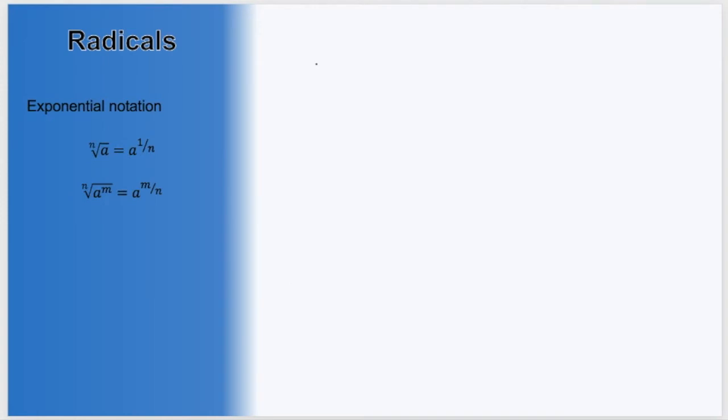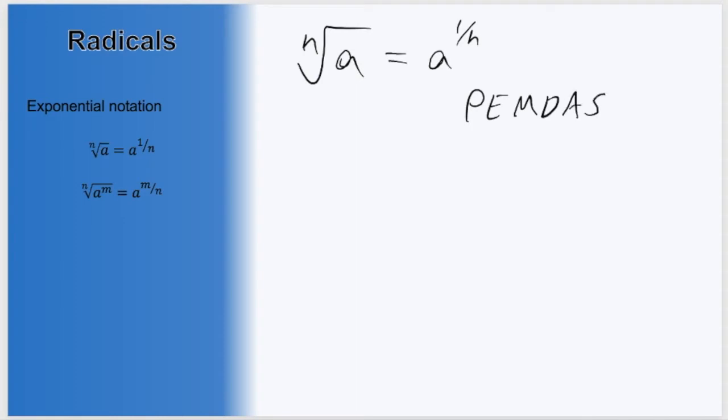These radicals can actually be expressed as exponents as well. If we have the nth root of some number a, then we can write this as a to the 1 over n power. Because of this, evaluating radicals has the same rank as exponents in our order of operations. So when going through PEMDAS, radicals must be evaluated at the E stage for exponents.